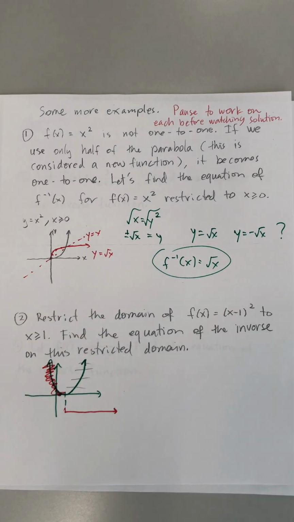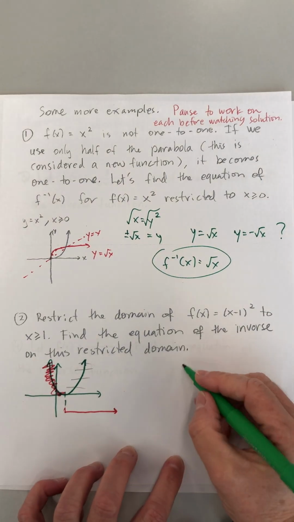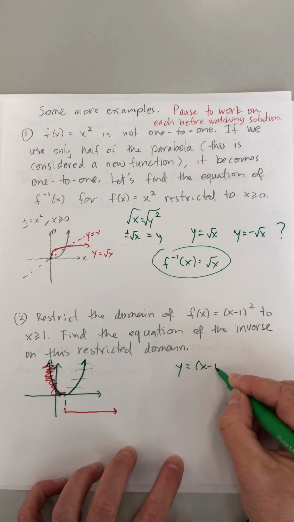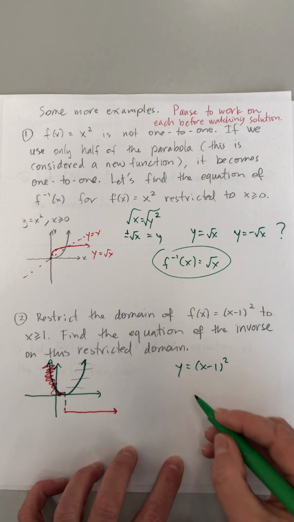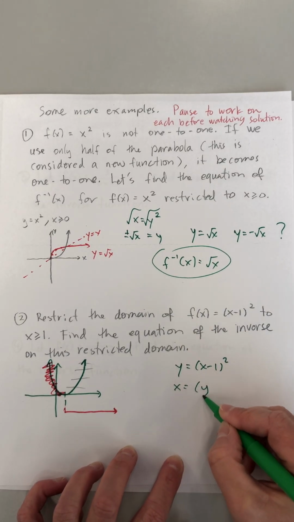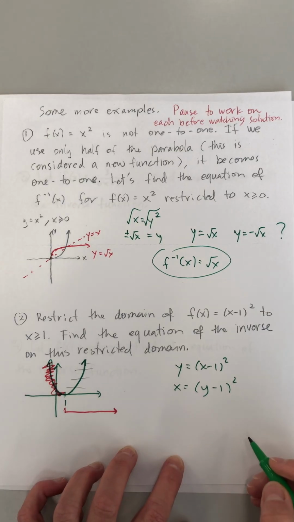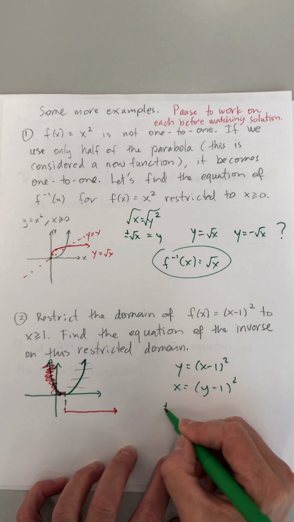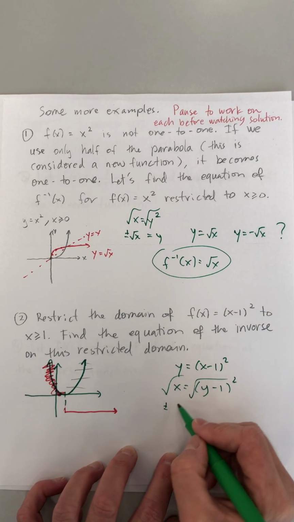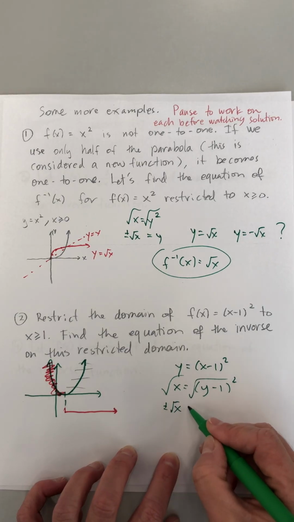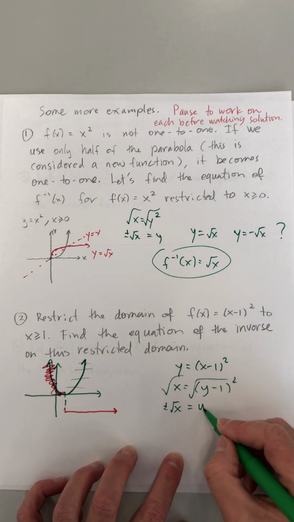We could talk about finding its equation. So like in the last problem, we have here y equals (x minus 1) squared. We switch x and y. Take the square root of both sides, so then we need plus or minus square root of x equals the square root of (y minus 1) squared, so y minus 1.